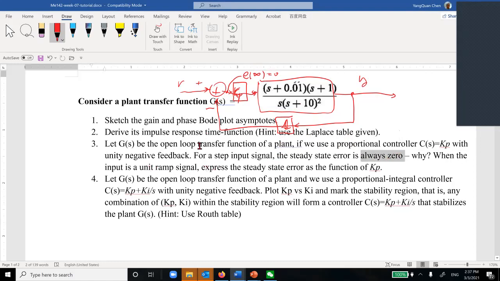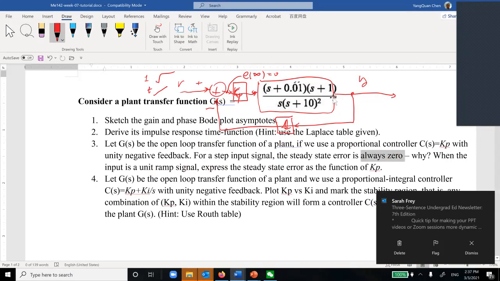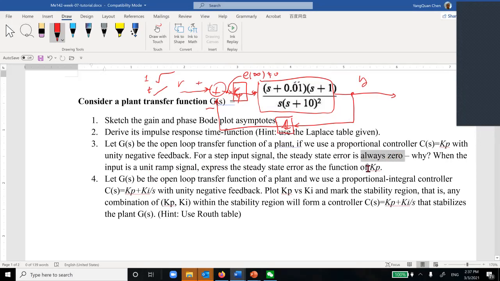Then if you say, oh, I'm not using a step, I'm using a ramp actually. A ramp is t, a step is 1. If I have a ramp as a reference, then E is no longer 0. So I want you to find out what is E infinity. E infinity is also called the steady state error. You will be able to do this one immediately. Very simple, okay?